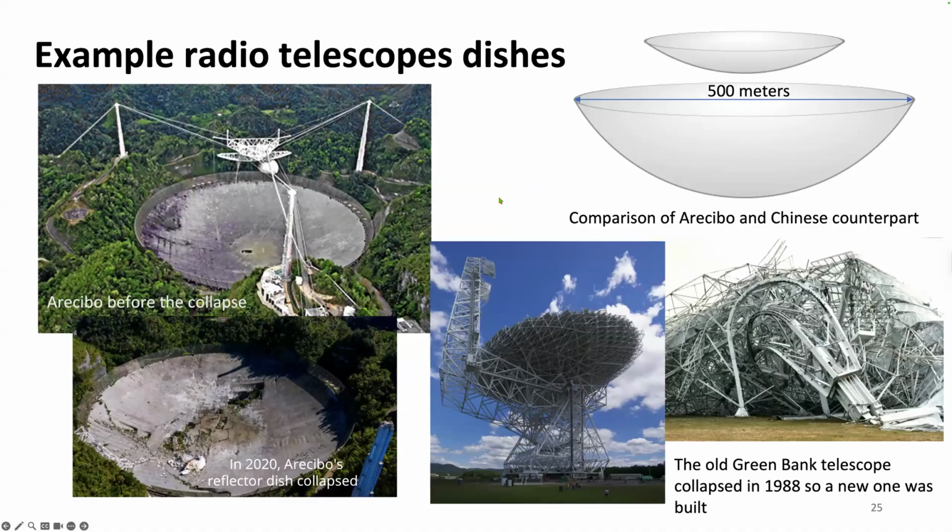Now, in the radio realm, for a long time, we used dish technology. This is Puerto Rico. Arecibo had a dish type radio telescope, and then it collapsed. Here's one that existed in Greenbank, West Virginia. It collapsed because these are big, heavy structures. The Chinese have the best of these now.